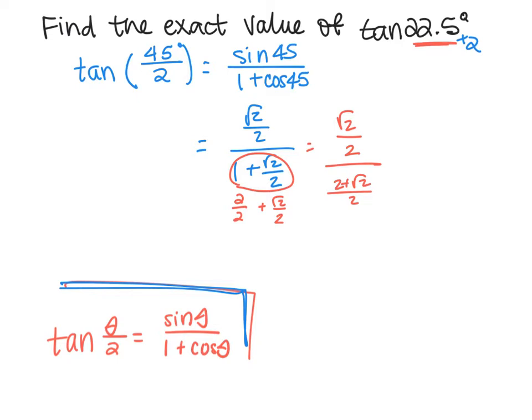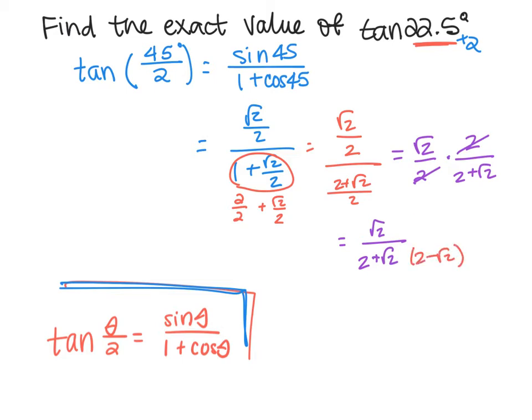Go ahead and multiply by the reciprocal here. So we get root 2 over 2 on top times 2 over 2 plus root 2 on the bottom. Look to cancel first. These 2's cancel out. So root 2 on top, 2 plus root 2 on bottom. Lastly, we need to rationalize, so multiply by our conjugate.